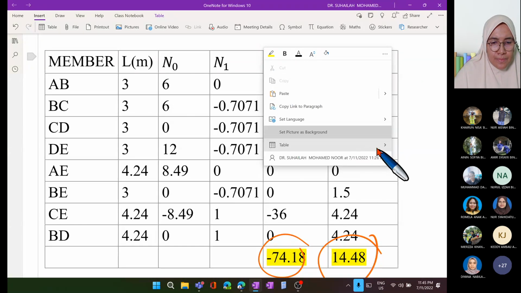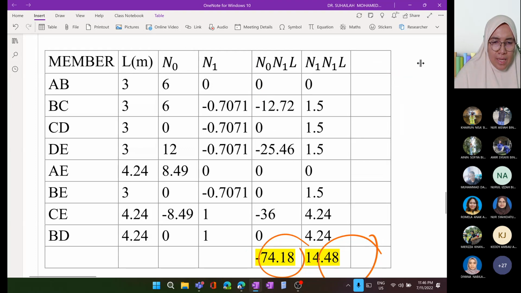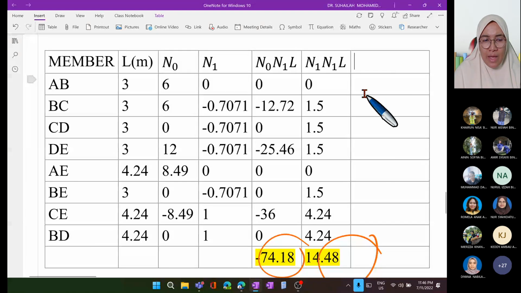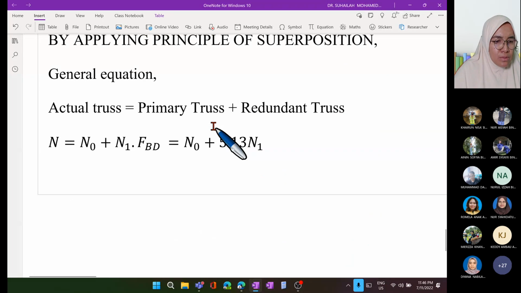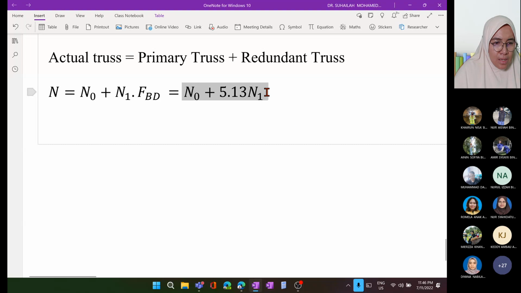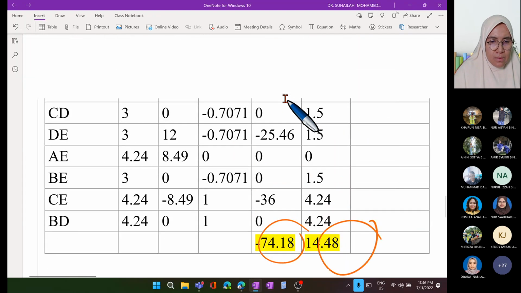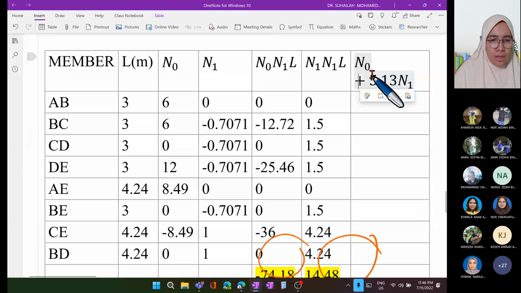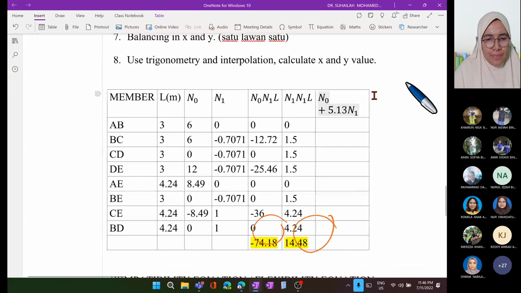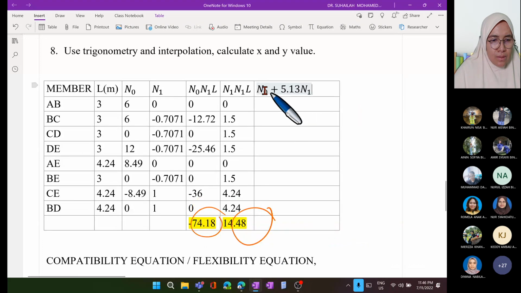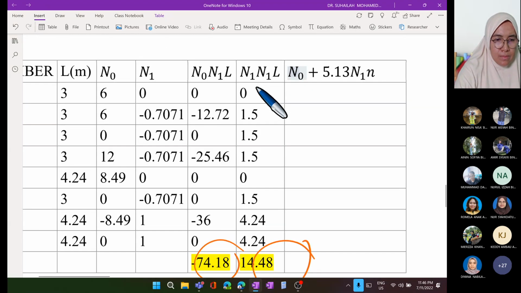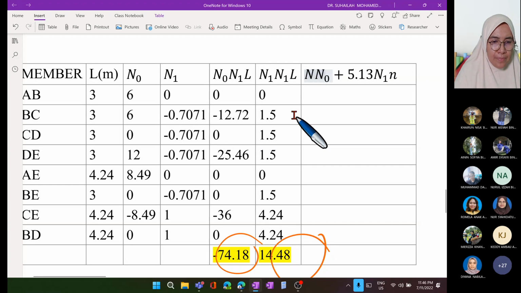Okay, insert right. Insert right. Okay, kat sini. Because dalam table ni, we have N0, we have N1. Okay, we have N0 and we have N1. So, we take this. Okay. So, this is N. So, this is N. So, boleh tak dapat N? Now, when we have the formula. Boleh. Okay, this is N equal to.